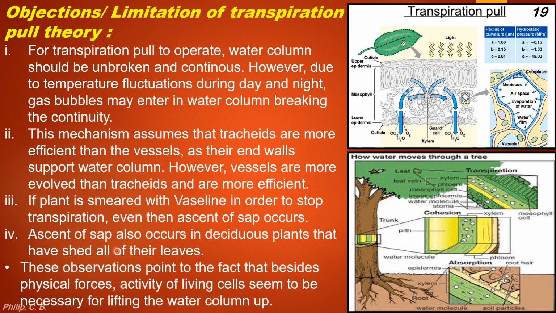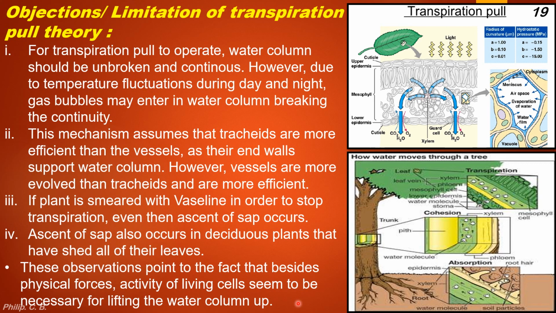Fourth, ascent of sap also occurs in deciduous plants that have shed all their leaves. Now, students, you might have seen that in a certain temperature, region or time period, the leaves are shed off from the plants. Even then the ascent of sap takes place. Then how is it carried out without transpiration? That is again a question, right? So these observations point to the fact that besides physical forces, the activity of living cells seems to be necessary for lifting the water column up. That means the living cells even carry out the process of lifting the water through the water column.